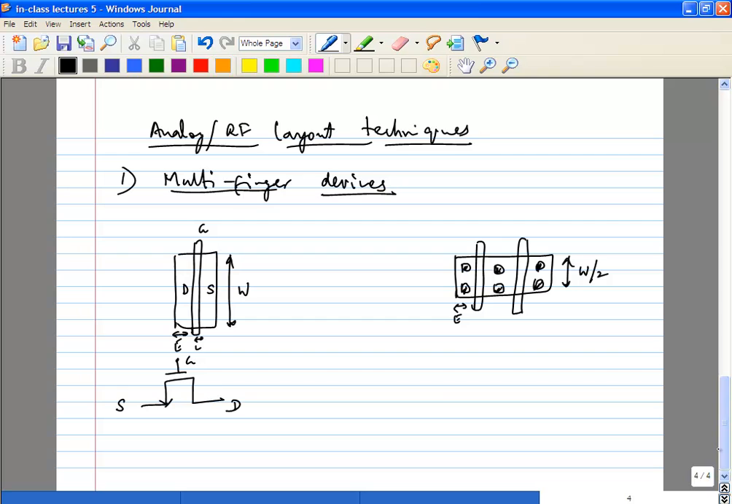Okay, and let's say if you want to, you normally prefer to do it this way. So this is basically, actually let's draw it slightly differently.